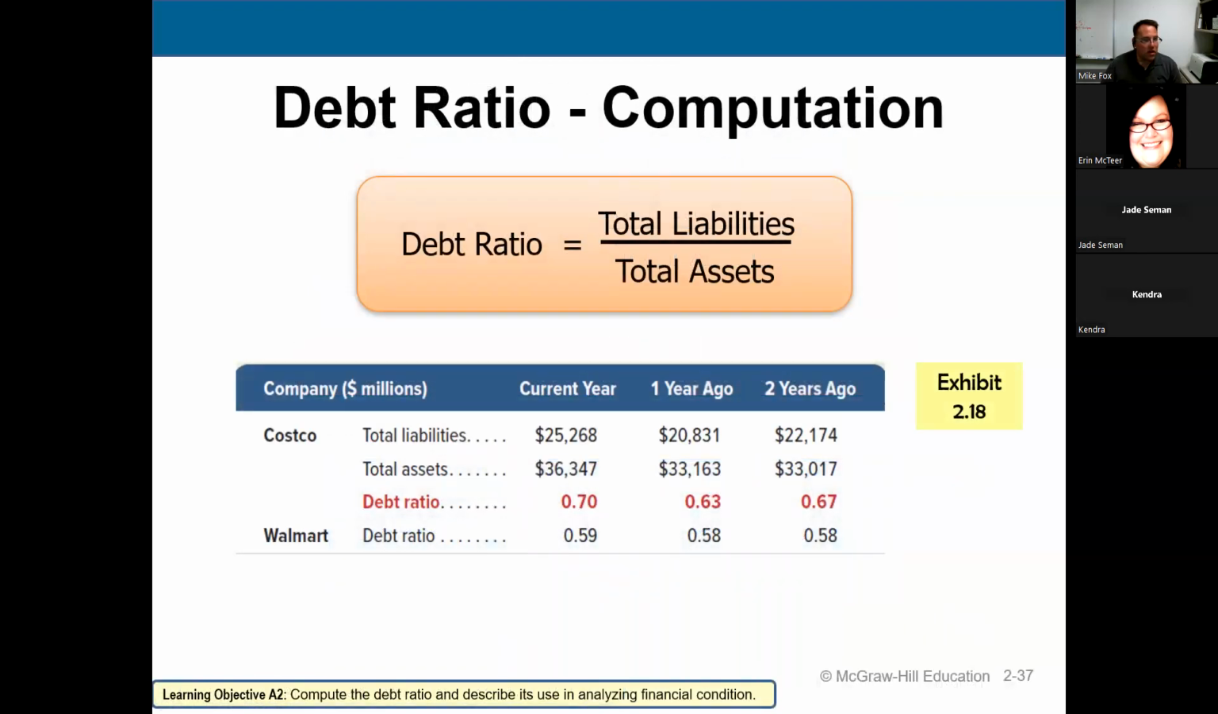So we have Costco's debt ratio versus Walmart's debt ratio. So we can see that neither of them have truly unhealthy debt ratios, okay? But Walmart's is healthier. They have less debt relative to their assets.